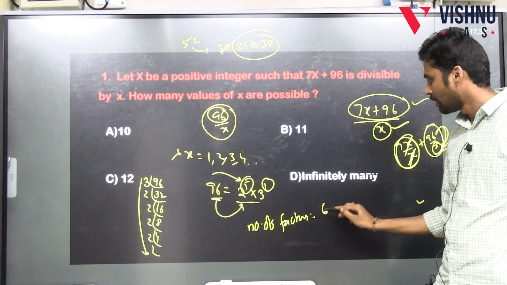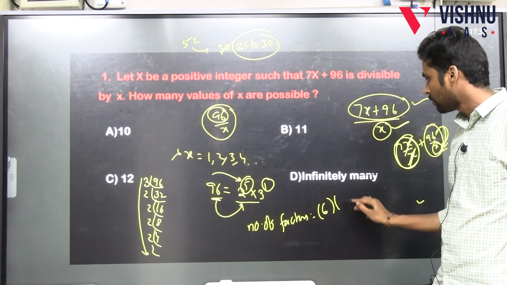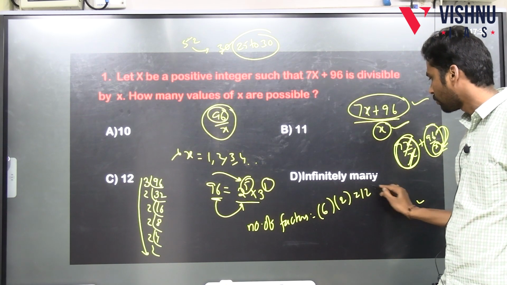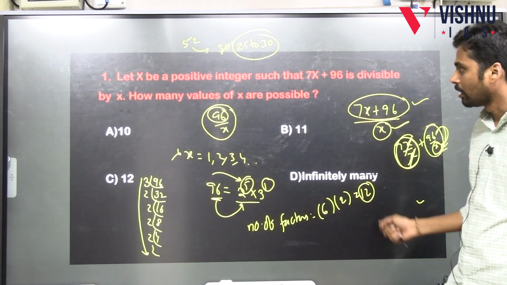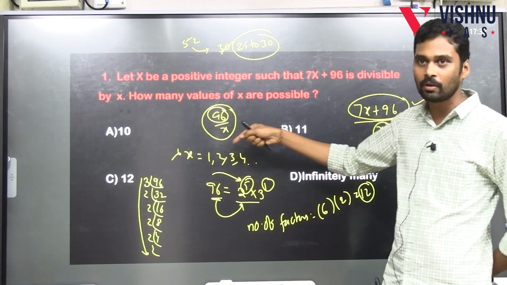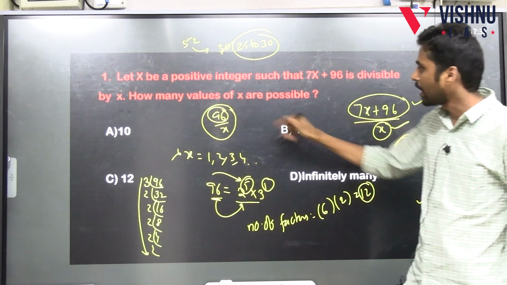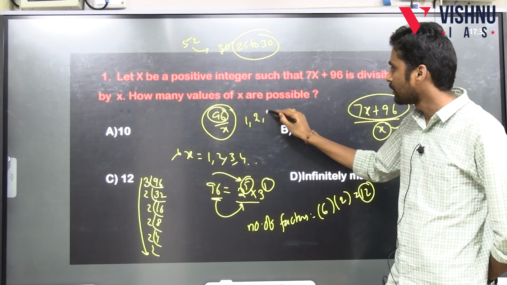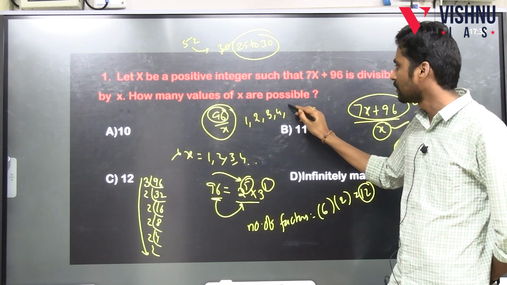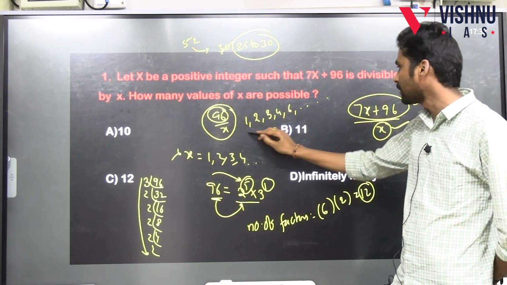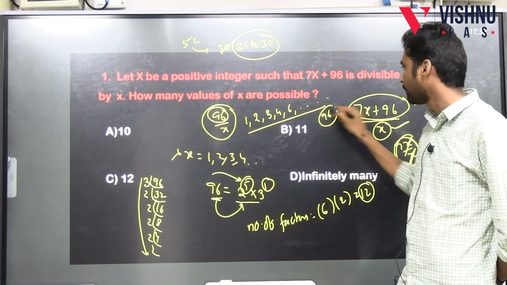5 plus 1 is what? 6. Here 1 plus 1 is what? 2. 6 into 2 is what? 12. So the number of factors is 12, which means that 96 is divisible by 12 numbers. If you write the numbers, as you already said, 1, 2, 3, 4, likewise 6, if you write these numbers, we'll get those 12 numbers.